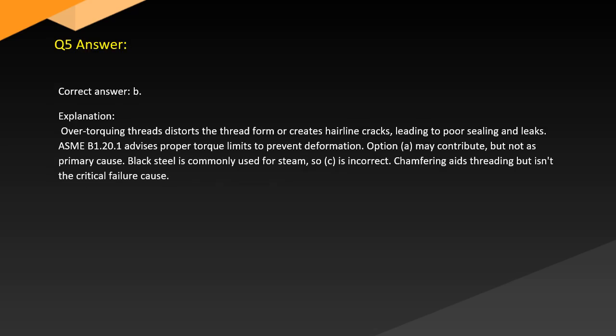Answer. Correct answer B. Explanation. Over-torquing threads distorts the thread form or creates hairline cracks leading to poor sealing and leaks. SMB 201 advises proper torque limits to prevent deformation. Option A may contribute, but not as primary cause. Black steel is commonly used for steam, so C is incorrect. Chamfering aids threading but isn't the critical failure cause.